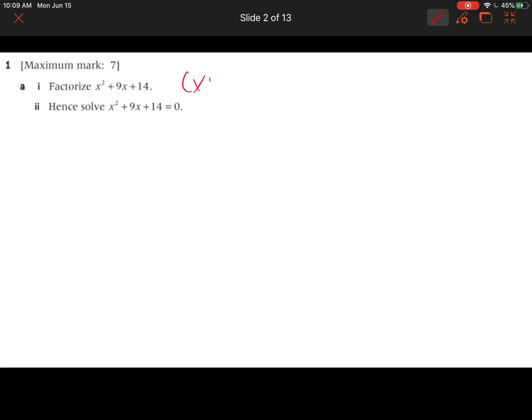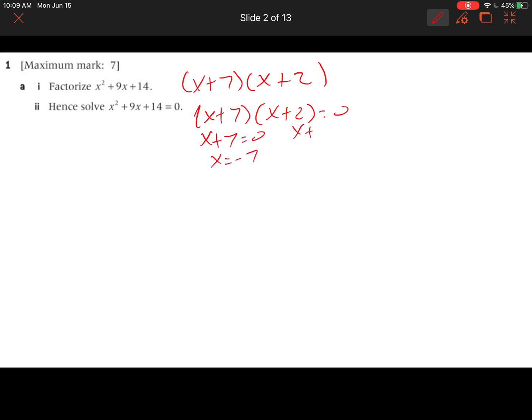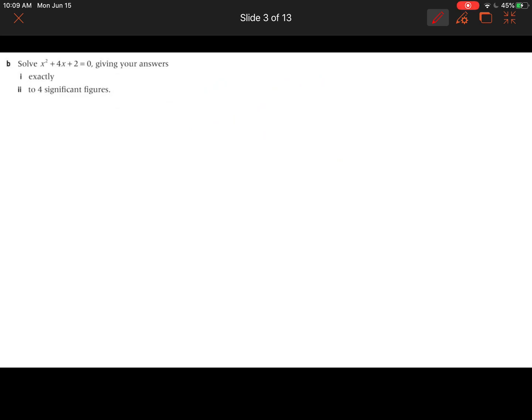Factor x squared plus 9x plus 14. That's (x plus 7)(x plus 2). Easy. Hence, solve this equation: (x plus 7)(x plus 2) equals 0. Zero product property tells me this is true, and this is true. Done.